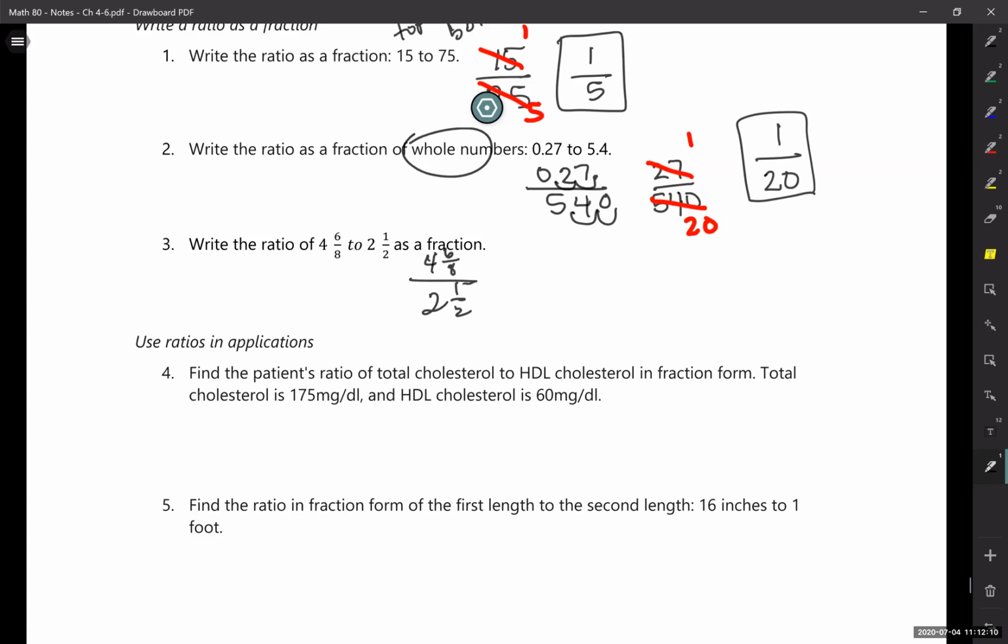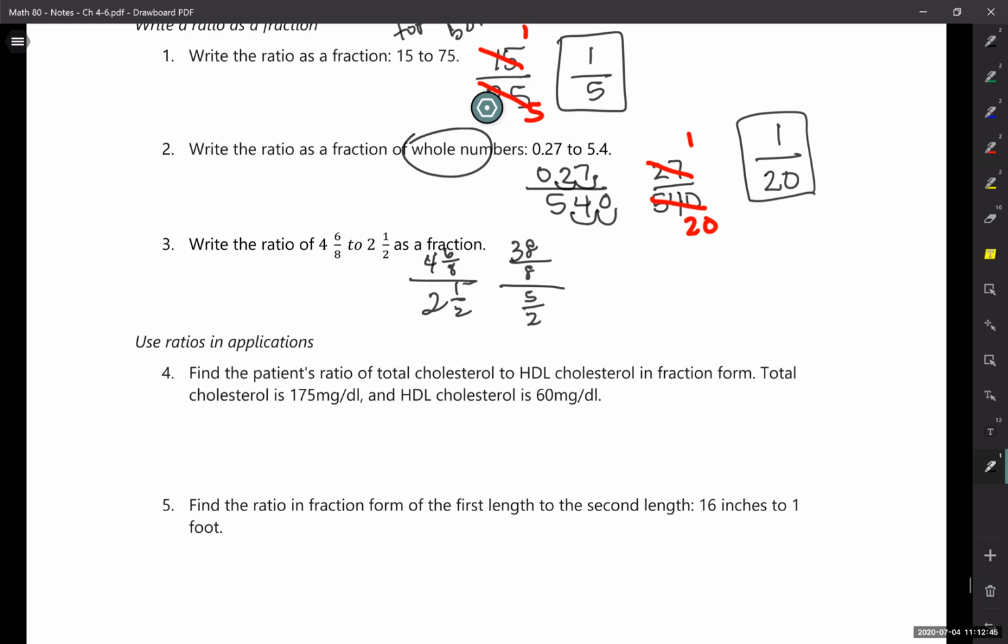So first I'll make them into improper fractions. On top we have 8 times 4 plus 6 more, so 32 plus 6 is 38 over 8. And on the bottom, we have 2 1/2. So 2 times 2 is 4, plus 1 more is 5 over 2. Now, if you saw that 6/8 and you wanted to reduce it first and write 3/4, you absolutely can. That would change this problem, but it won't change the answer.